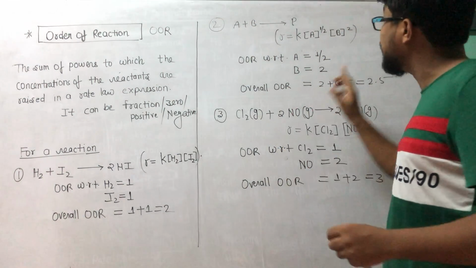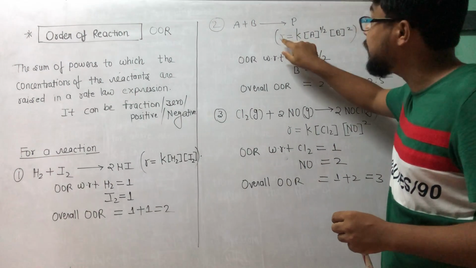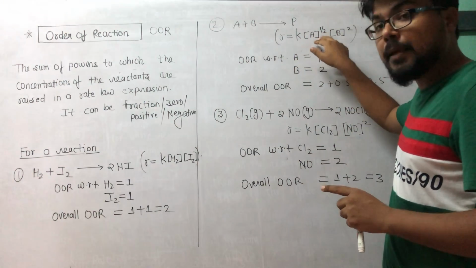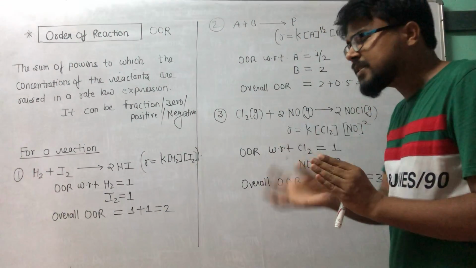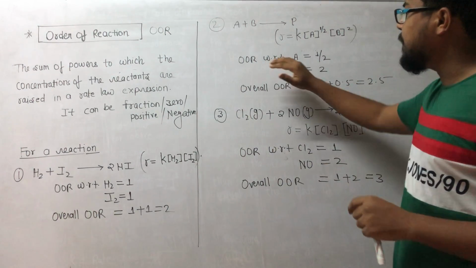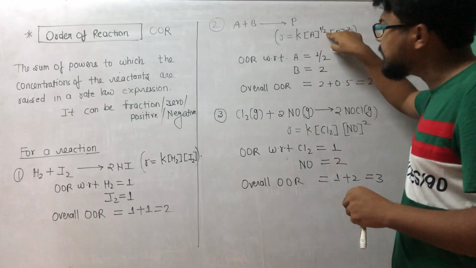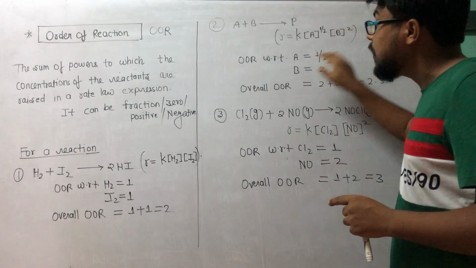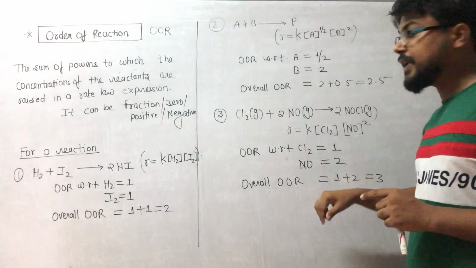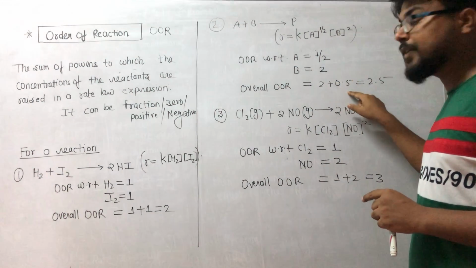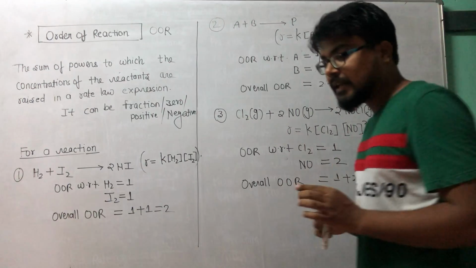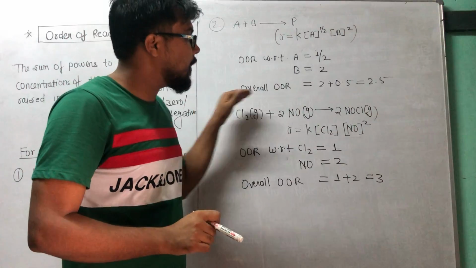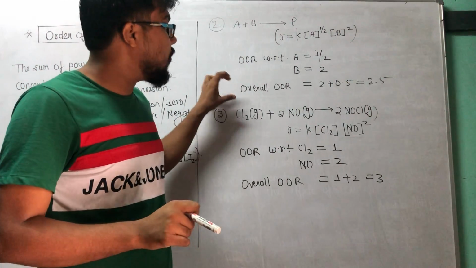So just focus on the rate law, which is very important for order of reaction, where rate equals k [A]^(1/2) [B]^2. Very simply, the order of reaction with respect to A is 1/2, and with respect to B it is 2. So the overall order of reaction is 2 plus 0.5, the answer is 2.5. You have to sum the individual orders to get the exact overall order of reaction.